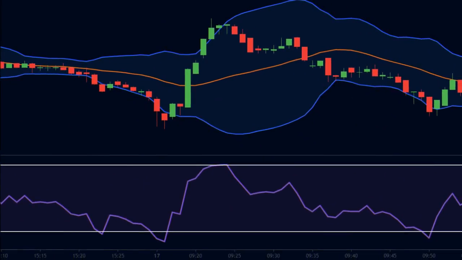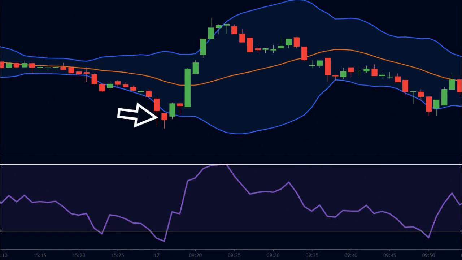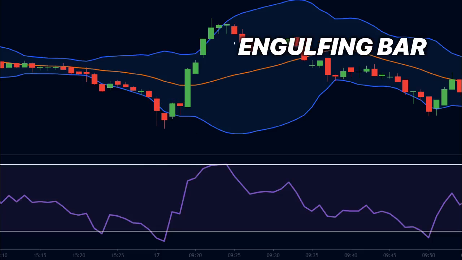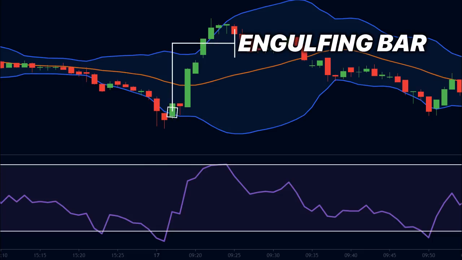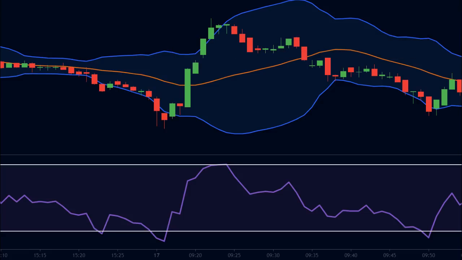Let's look at another example. Here we see that on this candle, the price was below the lower band and the RSI was also below 20, which is the oversold region. So we were looking for buying opportunities here. The next candle is a big green candle that completely engulfs the body of the previous red candle. So we place a buy order above the high of this candle. Our orders get filled here. We keep our stop loss below the lower band and we exit at the central Bollinger Band. So that was a profitable trade.